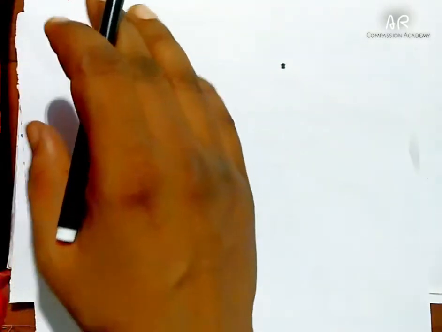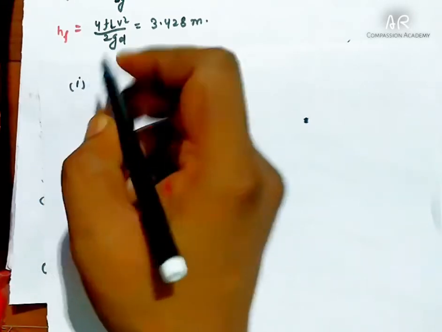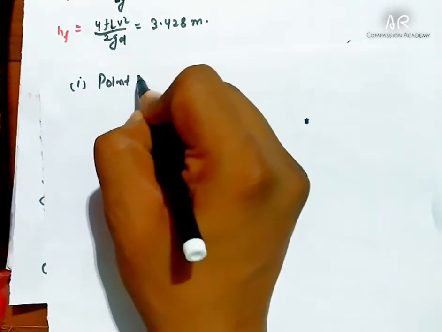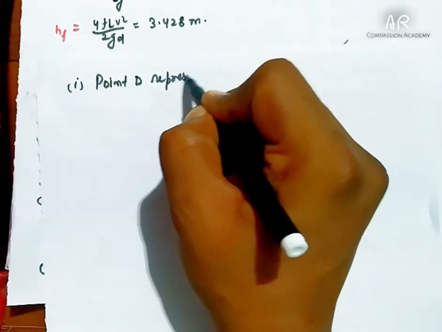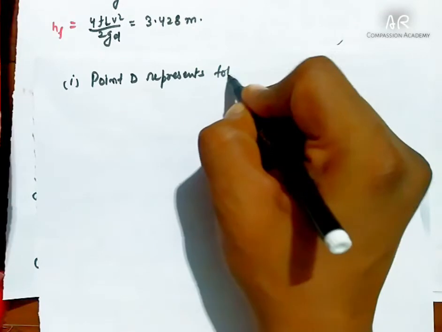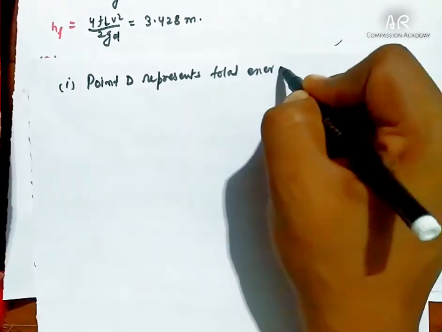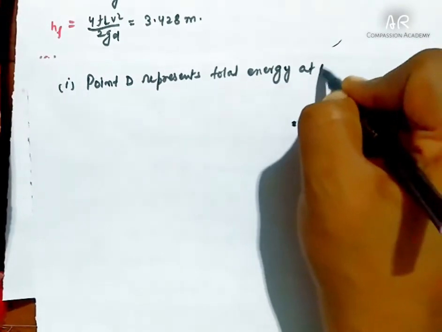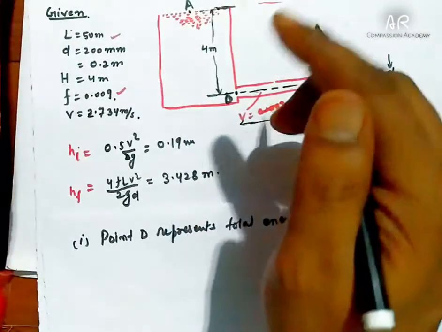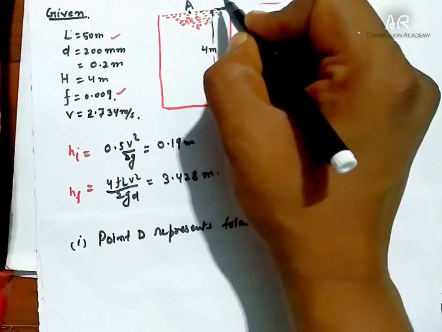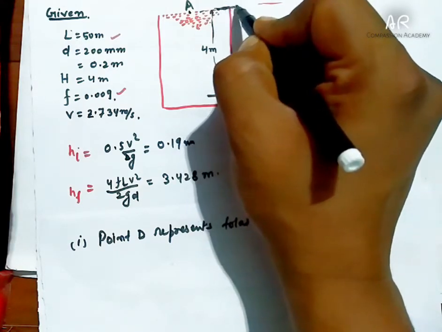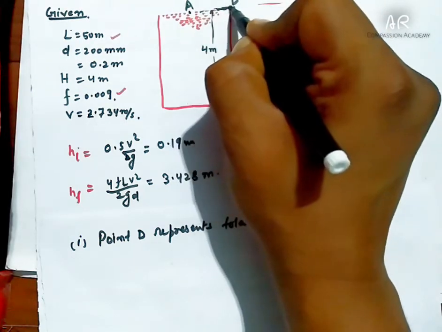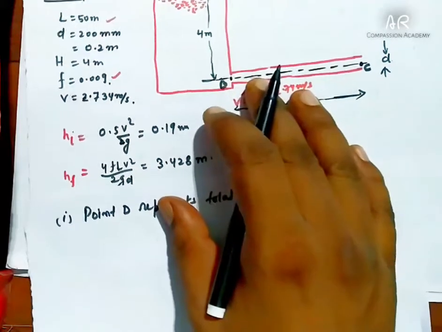So let us consider point D first. Point D represents total energy at A, and total energy at A is 4 meters. So it is on the surface of the liquid, so point D can be taken here. It coincides with the surface of the liquid.